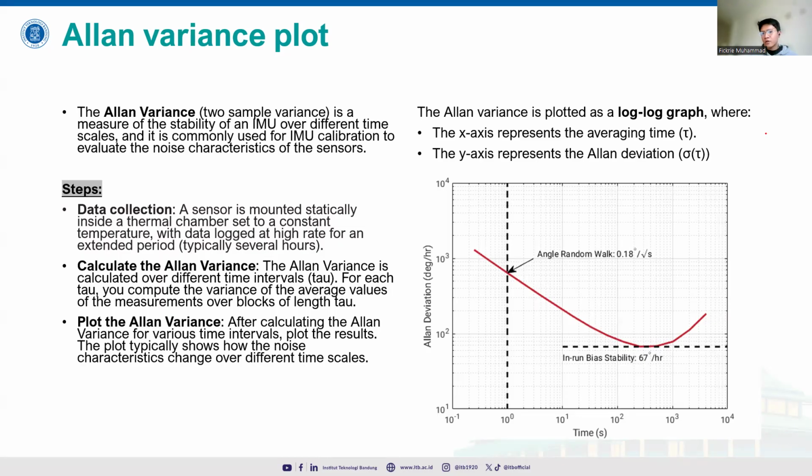If we only have, for example, 1 second, 100 seconds, or 1,000 seconds, about 15 to 20 minutes, then we'll have difficulty seeing how the bias really behaves in our IMU, because the time frame is so small in comparison with 10,000 or 100,000.